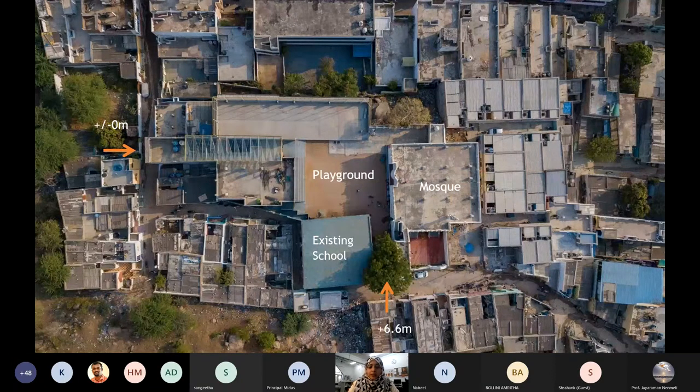So we decided that even though it would be really easy for us to build on that flat part of the site, we decided to build on the cliff side, which was much more difficult, in order to preserve this playground. We achieved that principle. So you can see that's the entrance. And this is how the school immerses and situates itself, or interlocks itself like a puzzle, fitting into the existing context with these existing houses all around it.